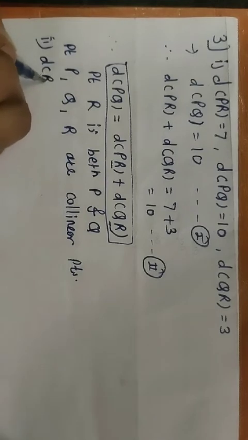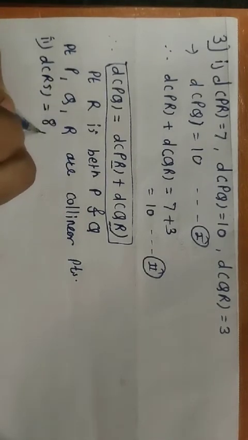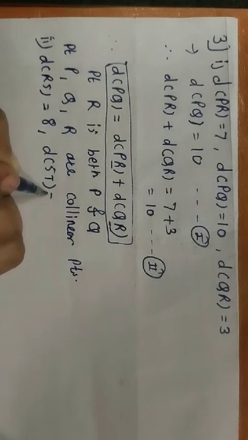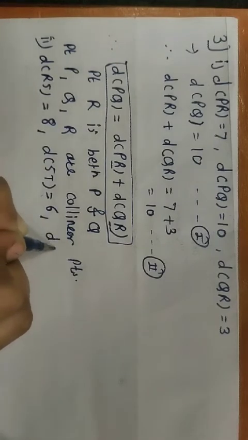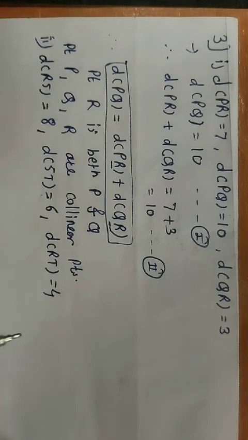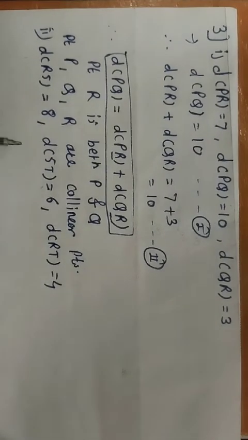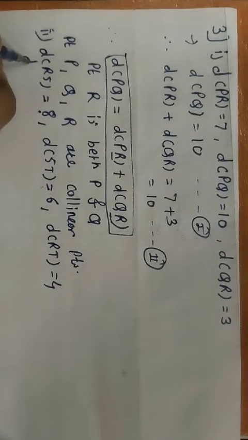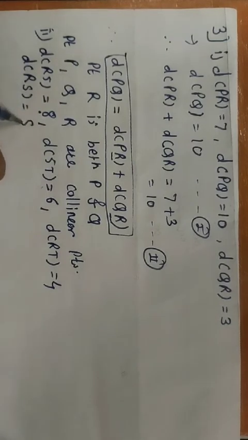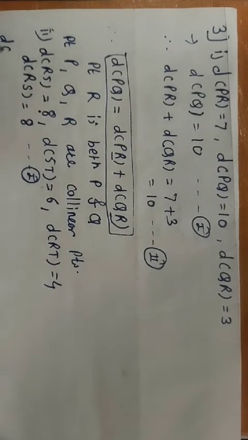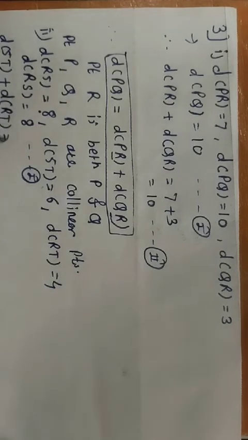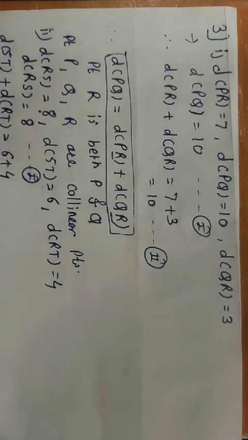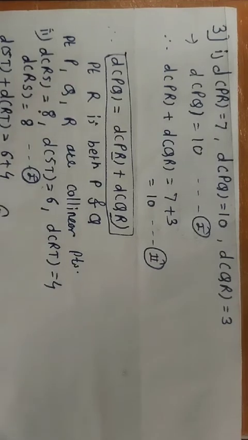The second example is: distance RS is equal to 8, distance ST is equal to 6, distance RT is equal to 4. See here, the largest distance is 8. So distance RS is equal to 8. It is our equation number first. Then we find the addition of the rest of the distances. Distance ST plus distance RT is equal to 6 plus 4, which is equal to 10. It is our equation number second.